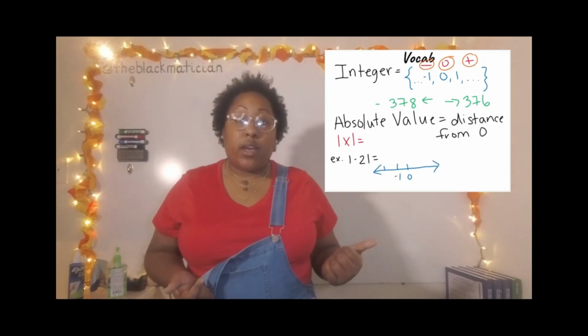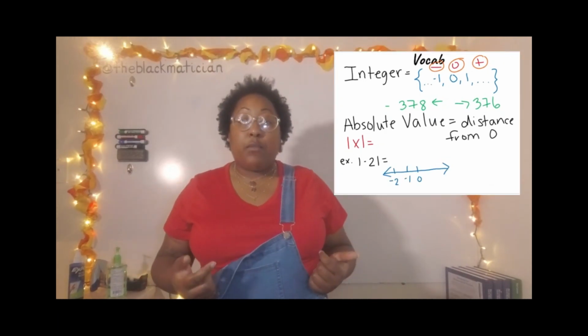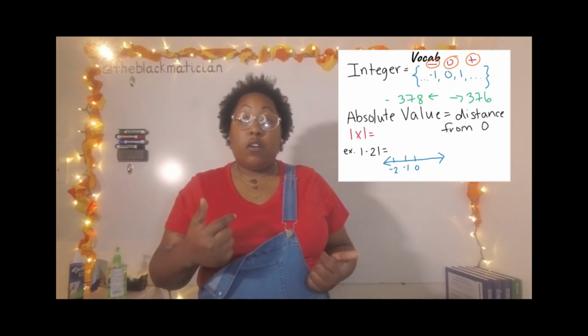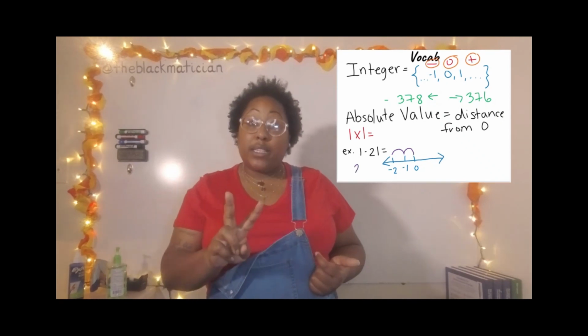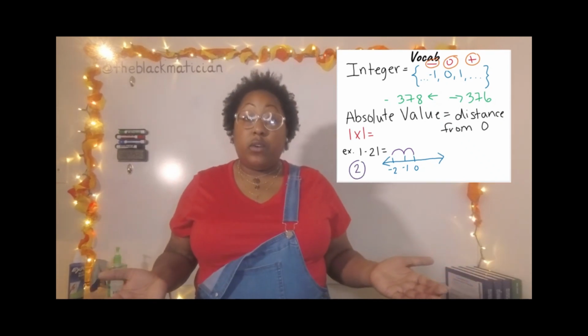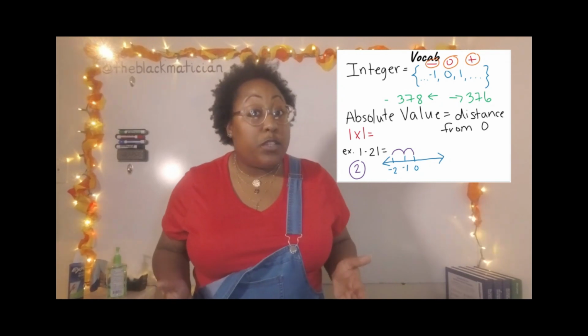So let's look at that really quick. Alright, so I'm at negative 2, and I'm going to jump all the way to 0. I'm going to go from negative 2 to negative 1, and then negative 1 to 0. That's 2 spaces, so the absolute value of negative 2 is in fact 2. Positive 2. Don't forget that.